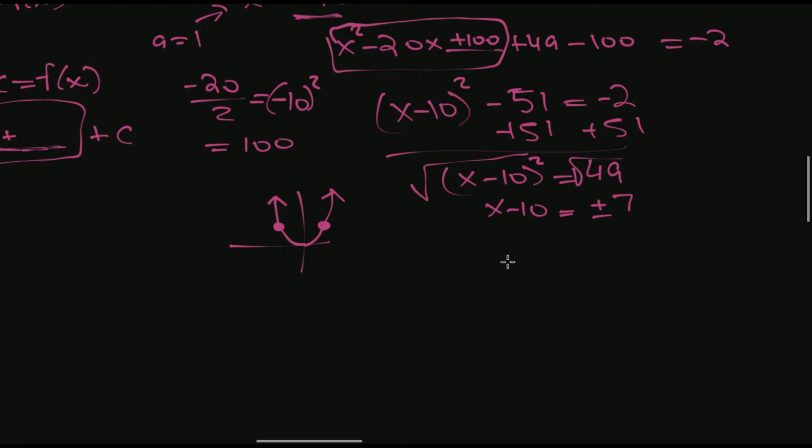So I have x minus 10 equals plus or minus 7. So x, if I add 10 to both sides, positive 7 plus 10 would get me 17. Negative 7 plus 10 would get me positive 3. Those are my two answers.